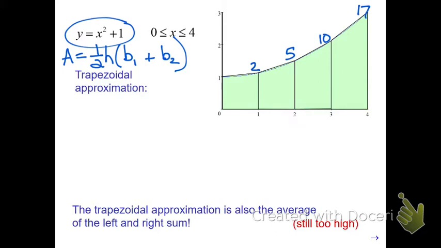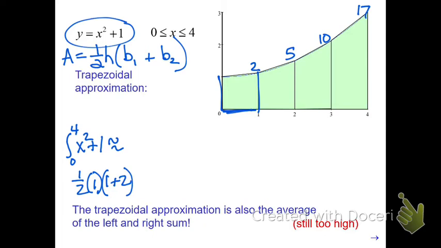Now let's do the trapezoid rule. The integral from 0 to 4 of x squared plus 1 is approximately, okay? A bunch of trapezoids. 1/2, we're going to look at this first one. The height is this guy times the sum of the two bases, 1 and 2. Okay, basically you end up using all the numbers for a trapezoid rule. Then the next trapezoid would be this one. So it's 1/2. The height is 1 times the sum of the two bases, 2 and 5.